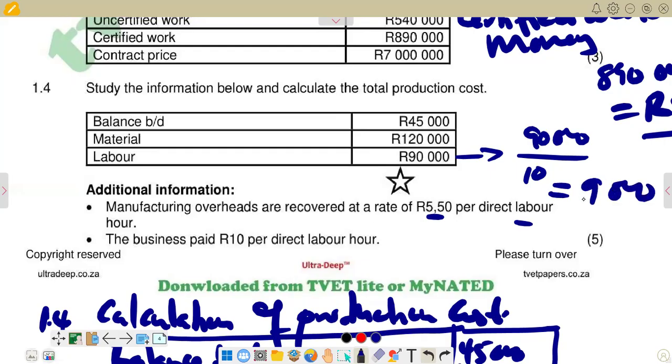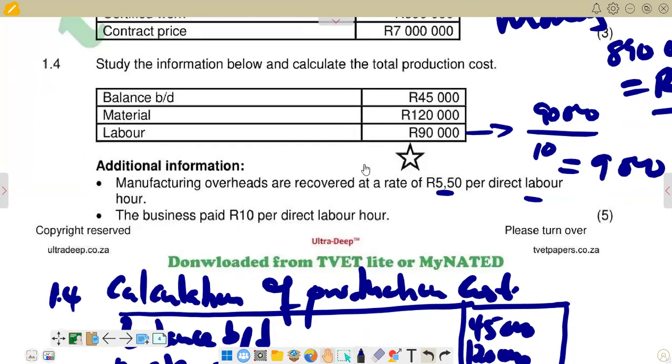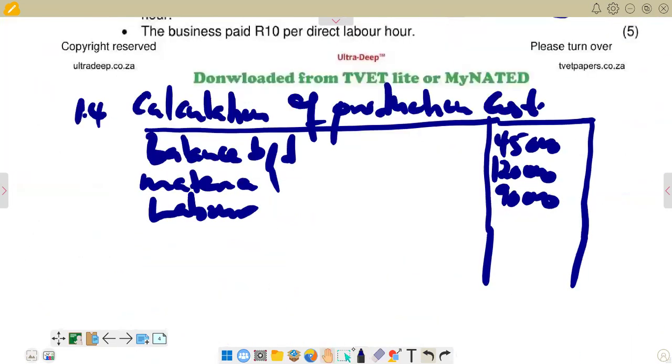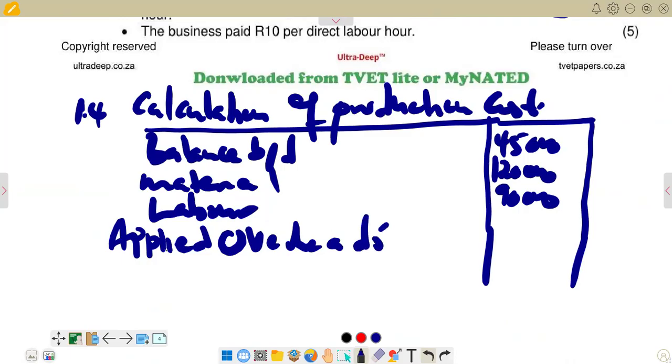So to get now the manufacturing overheads or the applied overheads, you're now saying 9,000 times 5.50. So we are saying now applied overheads. In brackets, we are saying 5.50, and then we multiply by 9,000.